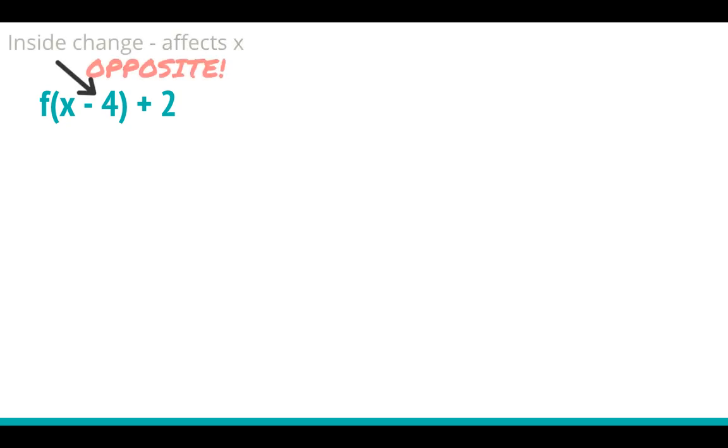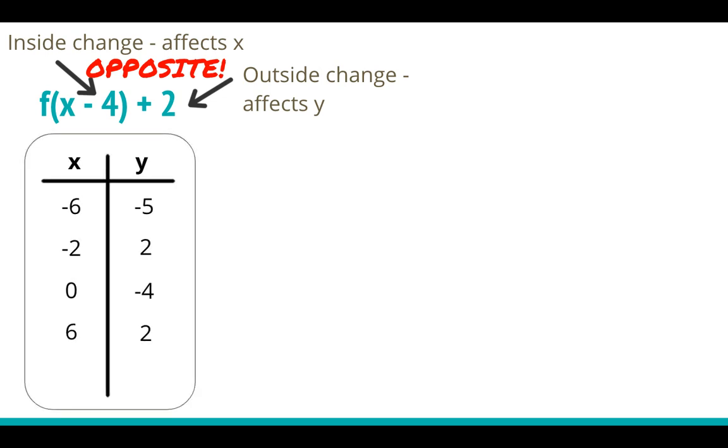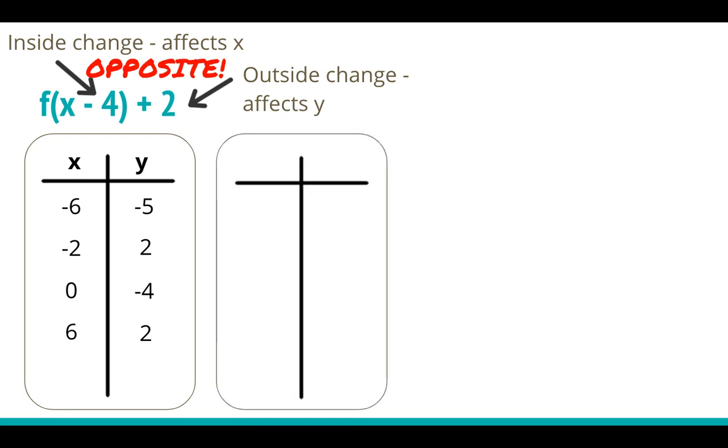If we take a look at another transformation, we have f of x minus 4 plus 2. Notice that this x minus 4 is inside and it affects the x values. And so we do the opposite. Inside is opposite. This plus 2 is on the outside, and so it affects the y values. Here's our original table again. And now here is where we're going to do our transformations. For the x value, we're doing the opposite, so it's x plus 4. And for the y value, it's the same.